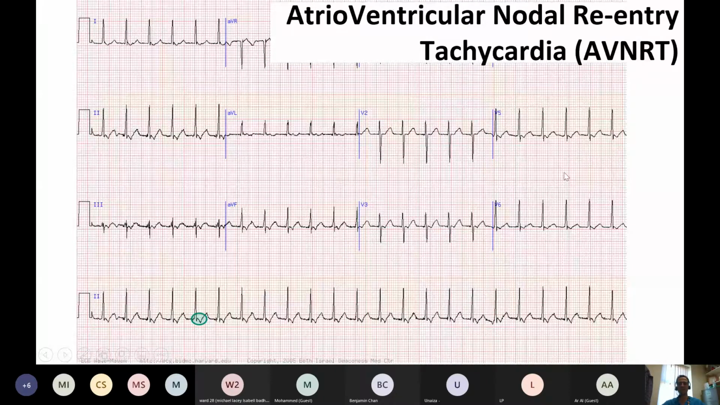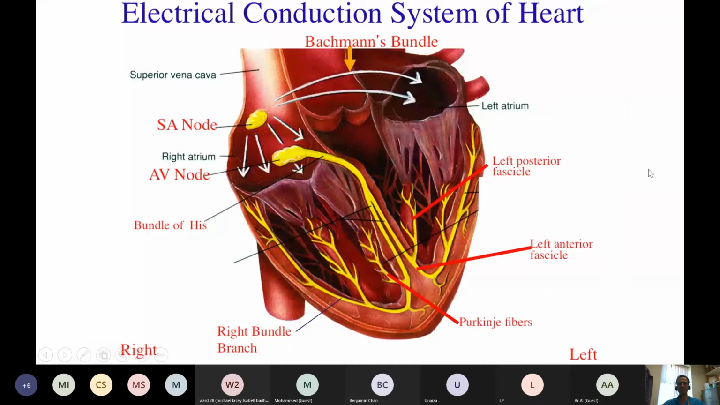So let me try and explain it to you. If you remember the electrical conduction system of the heart, we've got the right atrium over here, the left atrium over here, and we've got the ventricles underneath. And you normally have the natural pacemaker in the sinus node going to the AV node and then down through the bundles of His with the left and the right bundles down to the ventricle.